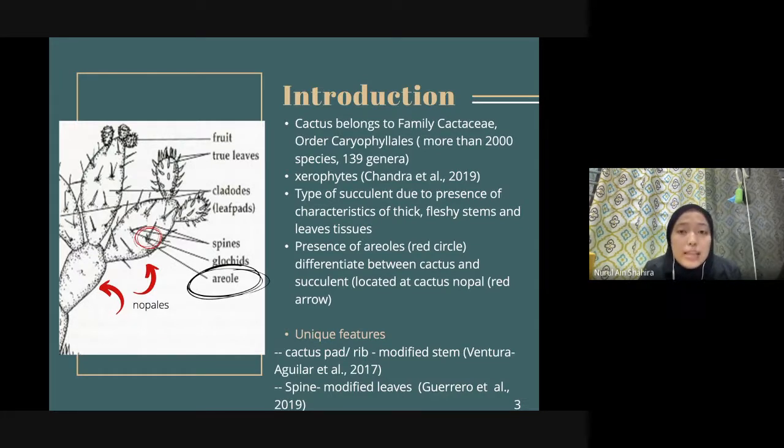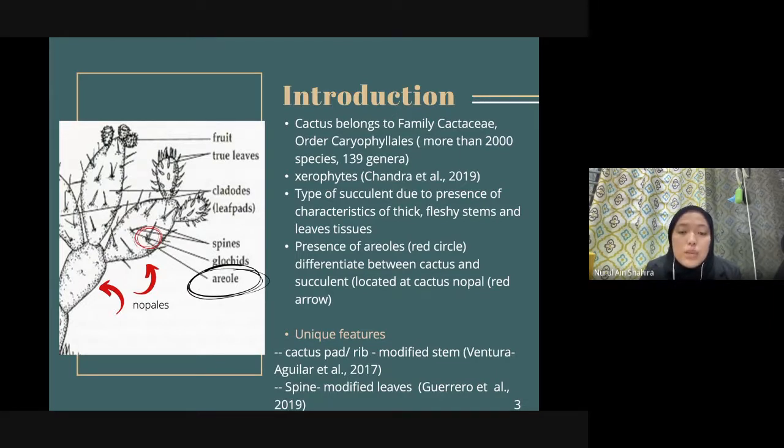So even though all cactus possess a similar structure to succulents, not all succulents are considered cactus due to the presence of areole, which can be seen in the red circle in the picture, located at the cactus tubercle, appearing in a circular shape and present as a region area in the body, able to differentiate between cactus and succulent. So the unique features in cactus, the first one is the cactus pad or cactus rib, which is considered a modified stem, and it can expand its surface area in order to store a large amount of water and also act as the main photosynthetic organ.